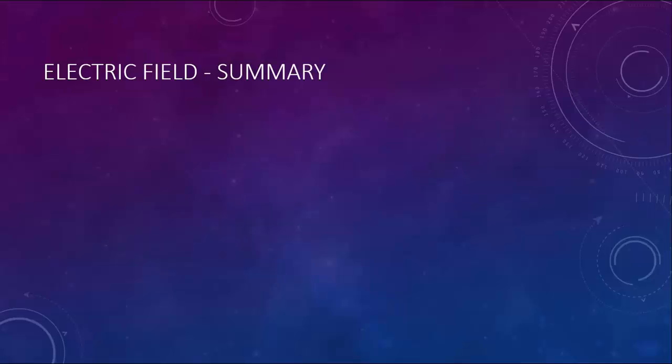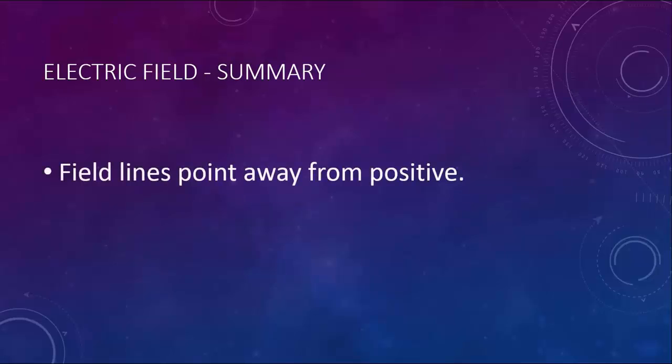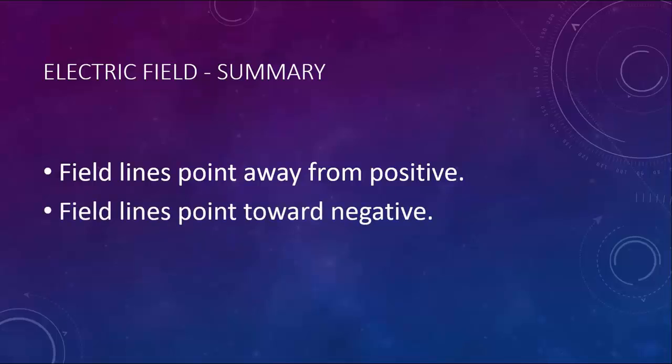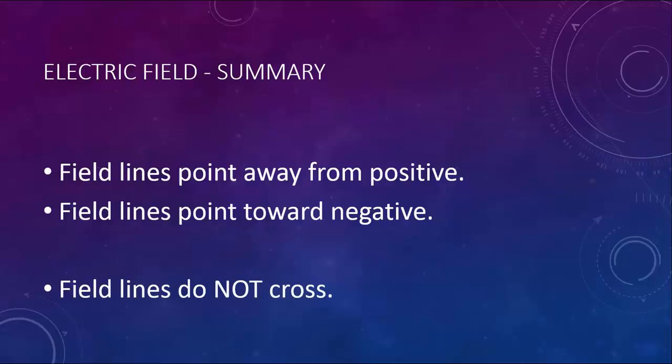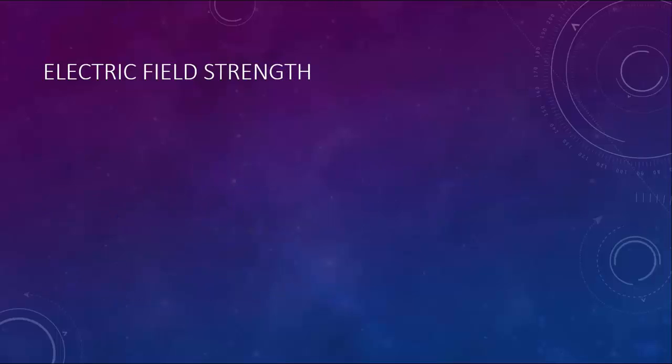Here are a couple statements we could make to summarize what we've learned about electric fields. Field lines always point away from positive charges, and field lines always point toward negative charges. Finally, and this may not have been obvious from our diagrams, field lines do not cross each other. That was the qualitative part of electric fields, and now on to the quantitative part.